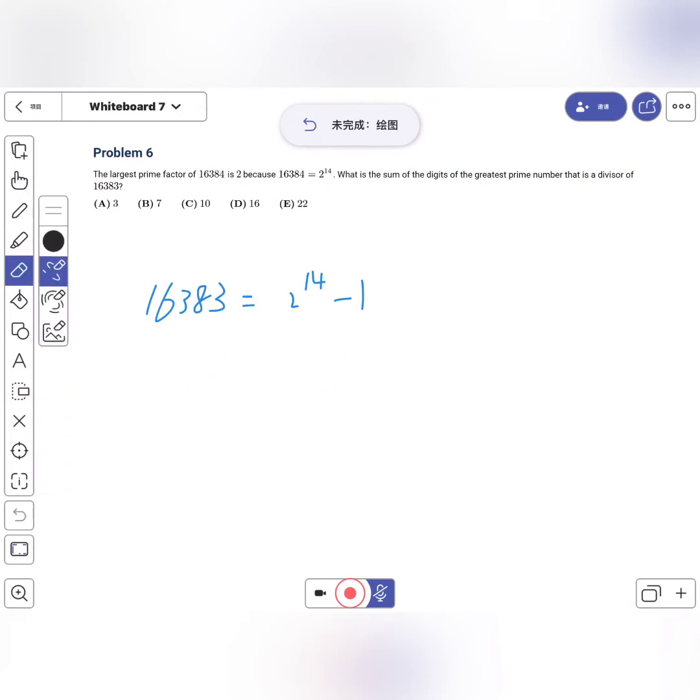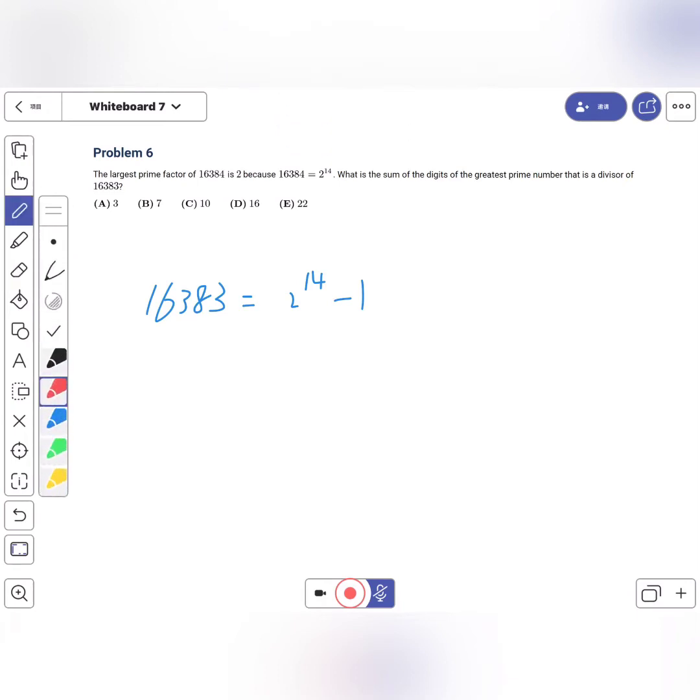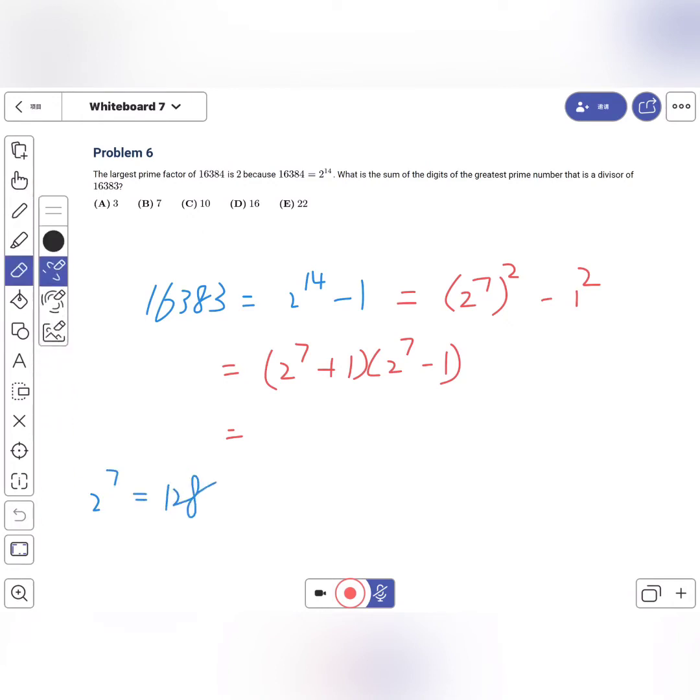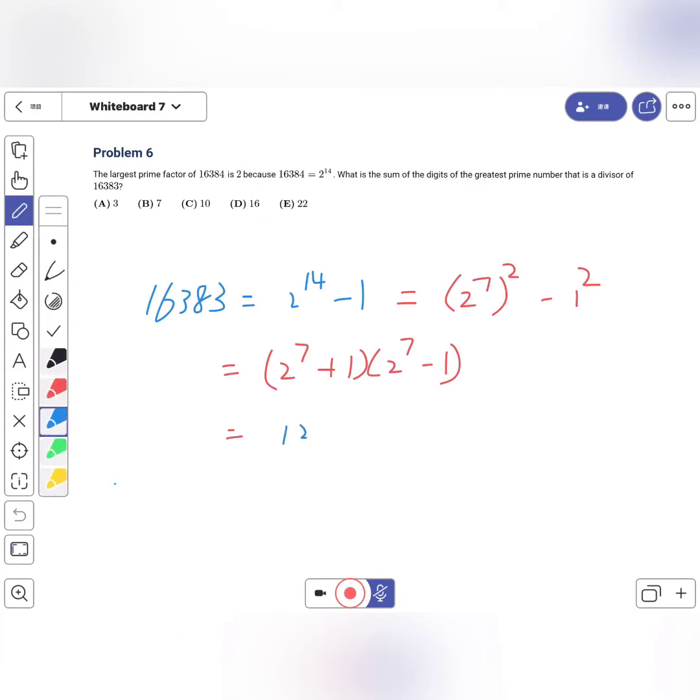which is equal to 2 to the 7 plus 1 times 2 to the 7 minus 1, because we can rewrite this as 2 to the 7 squared minus 1 squared. Now we know that 2 to the 7th power is equal to 128. Then we can simplify it to 127 times 129.